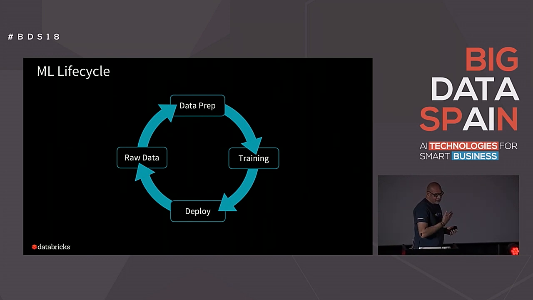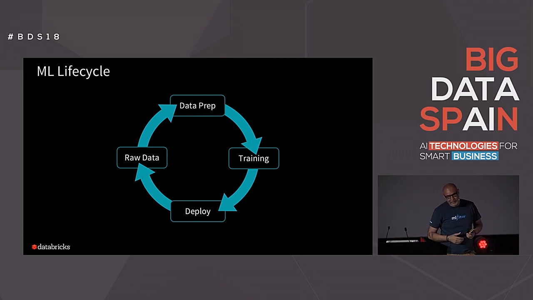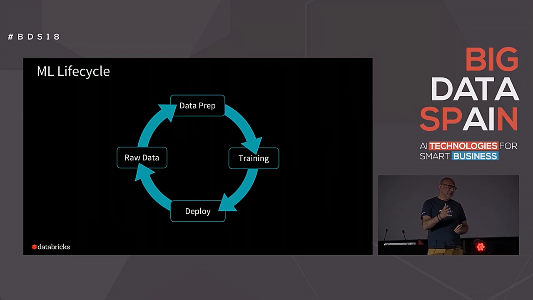Now, this is a quintessential cycle of repetitive things that you do in machine learning. You have the data preparation part, then training, then you deploy, and then eventually you move to the raw data and monitoring of the particular model. Each stage has its unique challenges, right?